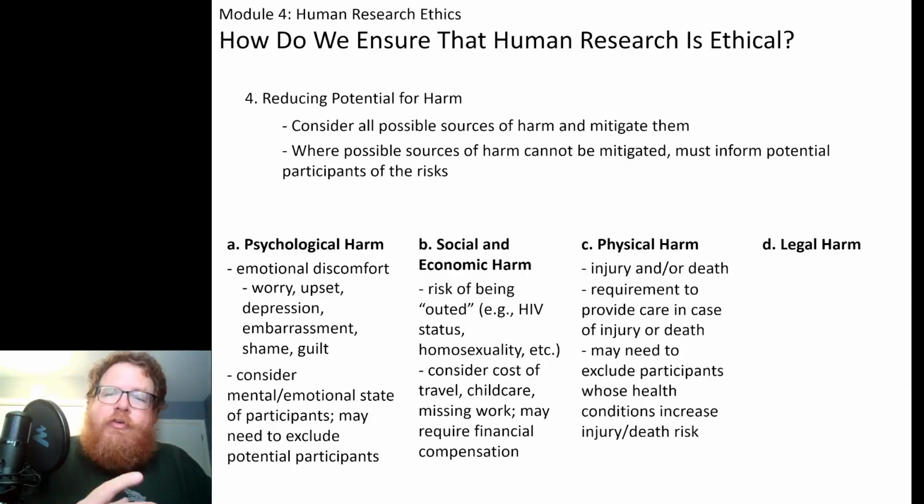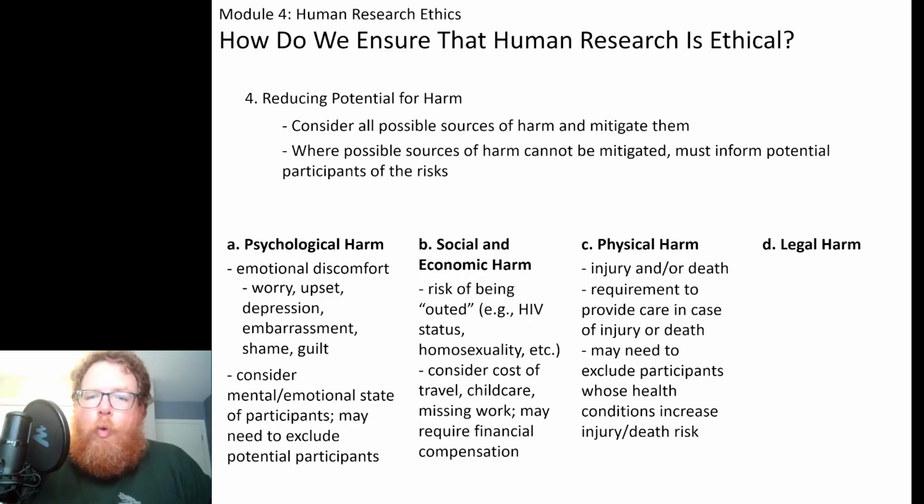There's obviously physical harm, and people often think about this, particularly when they think about research studies. Physical harm is injury and/or death. So we don't want people to get injured or die because they participated in our study. We need to do whatever we can to make sure that the likelihood of injury or death is minimized.